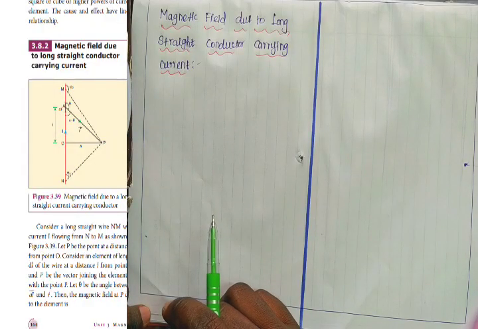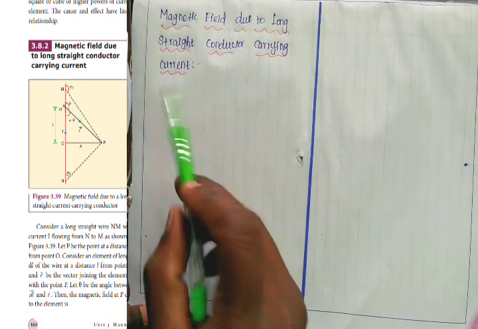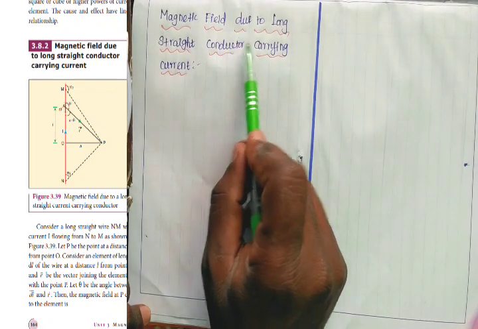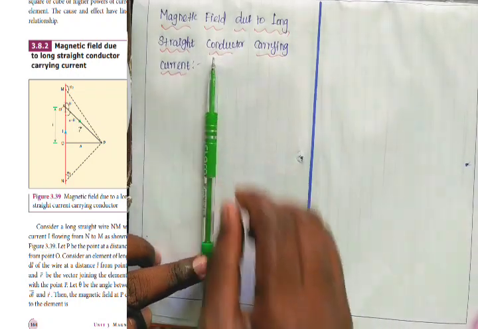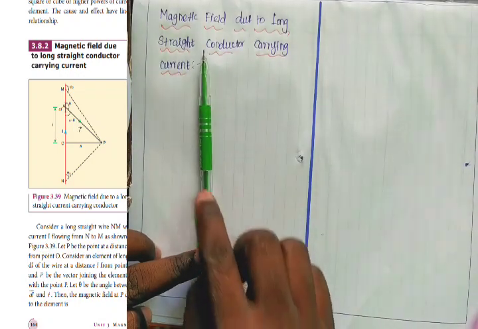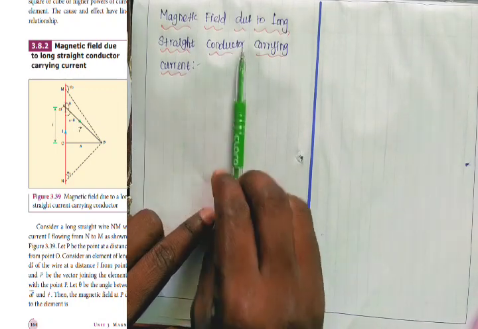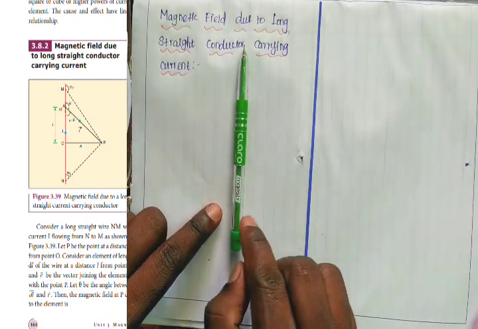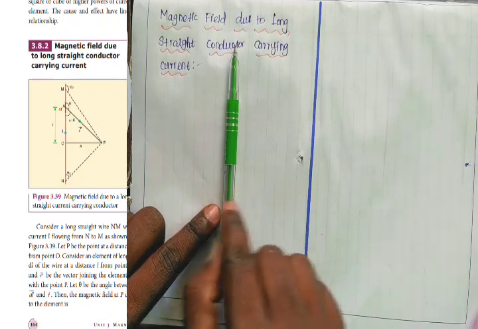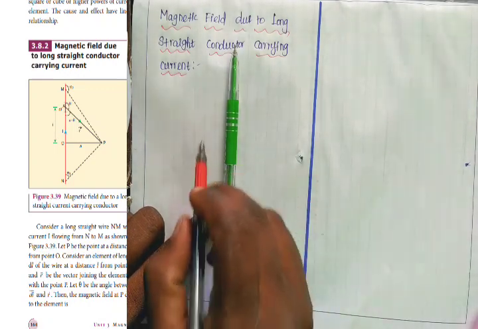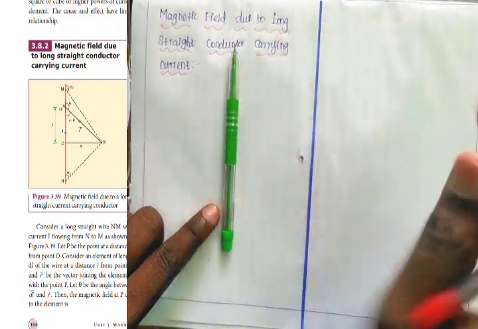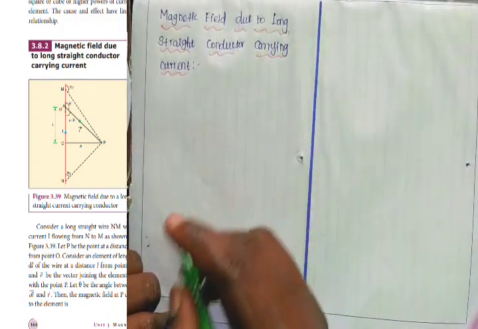Good morning, students. Today we are going to discuss the magnetic field due to a long straight conductor carrying current. This lead pen is a conductor. It is a current carrying conductor, which means this lead pen produces a magnetic field around it. The magnetic field around the conductor was shown by Oersted's experiment.